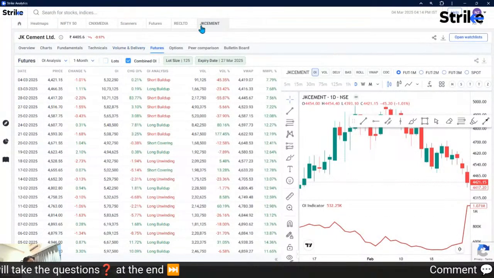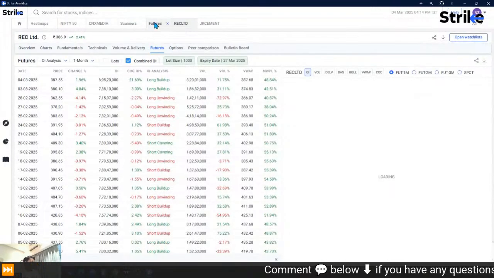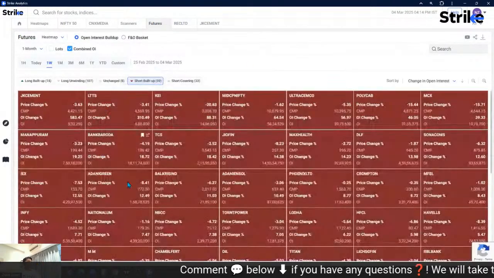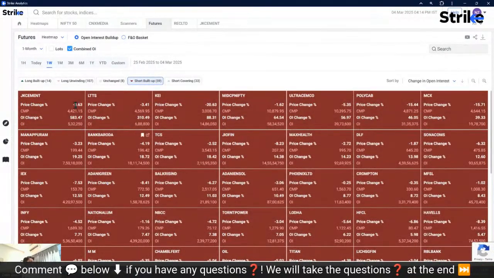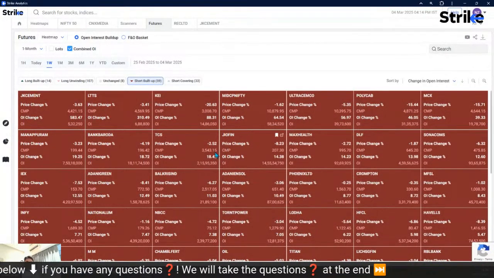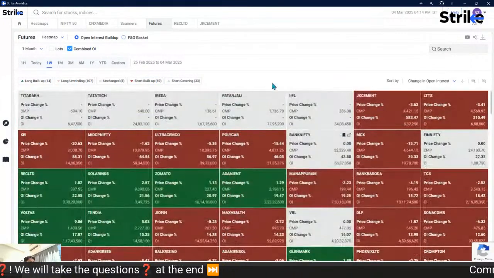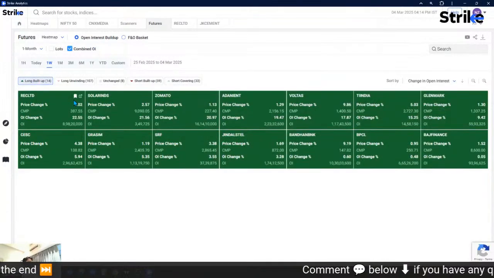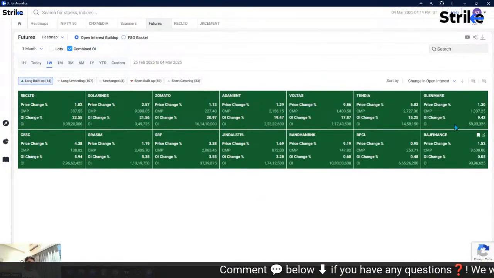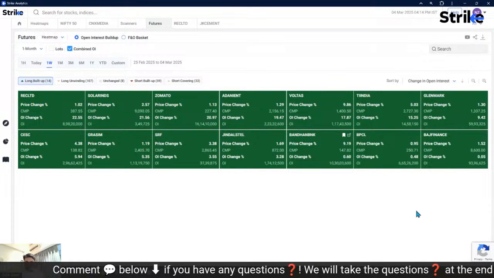All right. So similarly, the future heat maps over here will also help you to find out stocks where there is long build up, short build up, or whatever you want. Or you want everything in one page, you'll get all the stocks. And from here as well, you can simply make a watch list of these stocks and watch these stocks very closely.